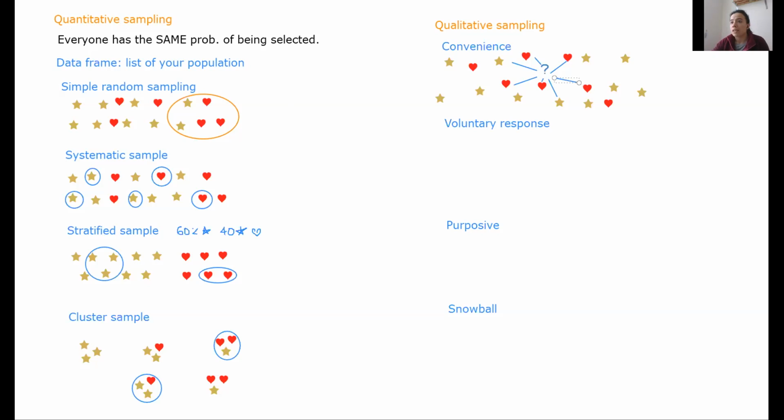Then there's the possibility of voluntary response. So basically what that means is, again, you have somebody that's collecting data, and then you're going to have a bunch of people. Those people are going to answer questions, but they are the ones that select to go to the interviewer. Now, can anybody think of any trouble that there might be with this type of sampling? Anyone?